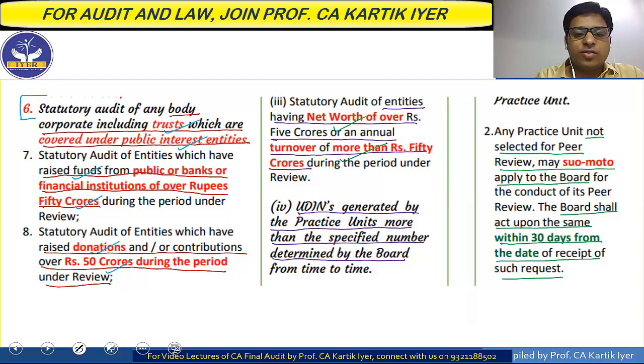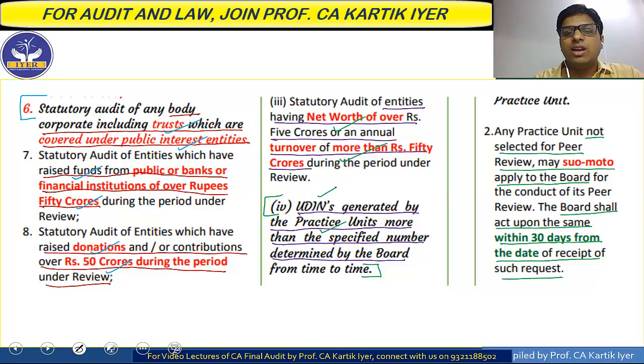And see again, different font style. Unique document identification number generated by the practice units more than the specified number determined by the board from time to time. So let's say that the board decides that 200 is the document generated. Now if it is exceeding 200, then we'll be covered if we are doing so many certifications and audits of organizations where we have created more than 200 UDINs, then basically we'll be covered.